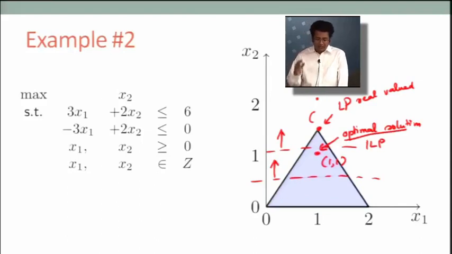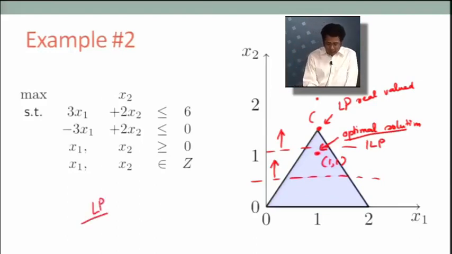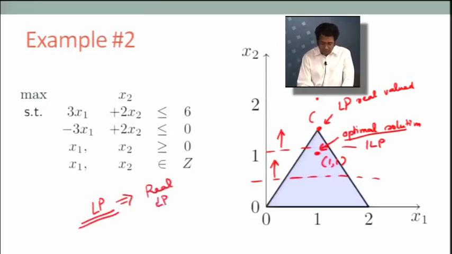Okay, and this makes ILP different from LPs, and understanding this difference is going to be in the second half of the class. So when we proceed, we are going to assume that LP means real valued linear programming and all variables are real valued.